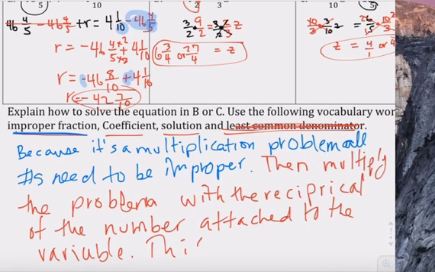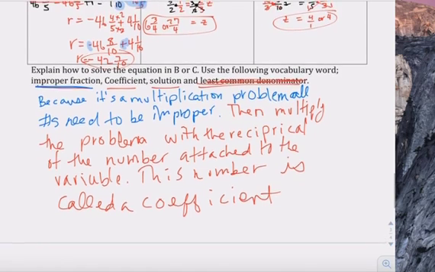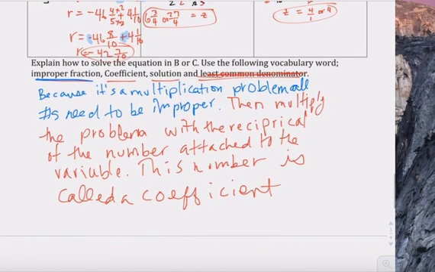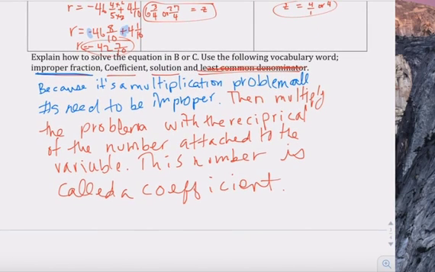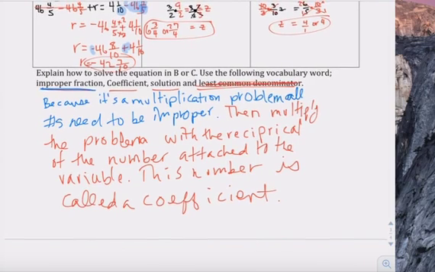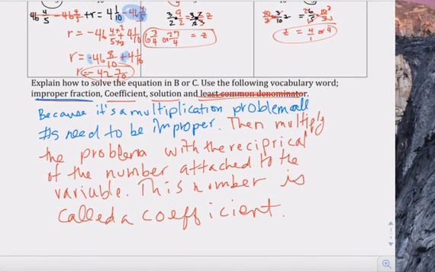This number is called a coefficient. Okay, and that's it for the worksheet.